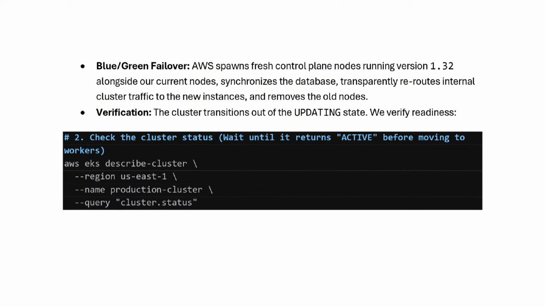And next is verification. The cluster transitions out of the updating state, then we verify the readiness. The command for the verification is aws eks describe-cluster with the flag region us-east-1 in this case, and flag name with the production cluster name. It can be anything which you have named. And the next flag is query, that is quotes cluster.status quotes. So we wait until it returns ACTIVE as the status.